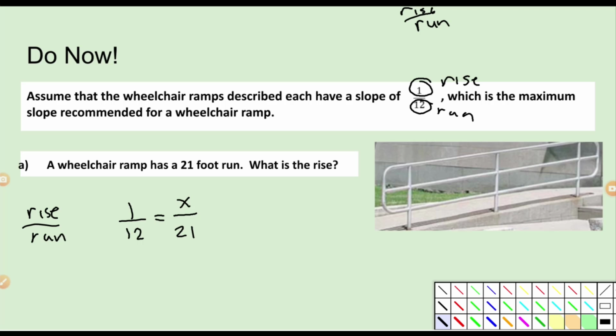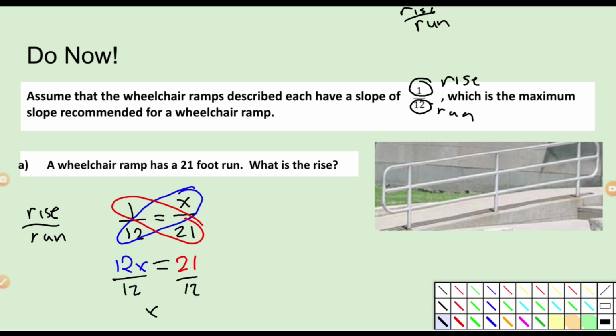Now it's easy: multiply your means and your extremes. One more time, so means, and let's go ahead and do that. That gives me 12x. Multiply the extremes, that gives me 21, so 12x equals 21. Then I just do a little algebra and you're done. Divide both sides by 12, and x is equal to, let's see what the max rise should be on this ramp.